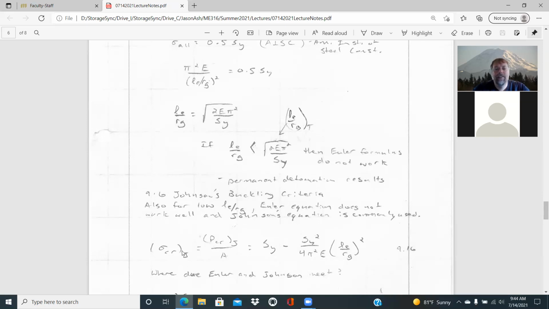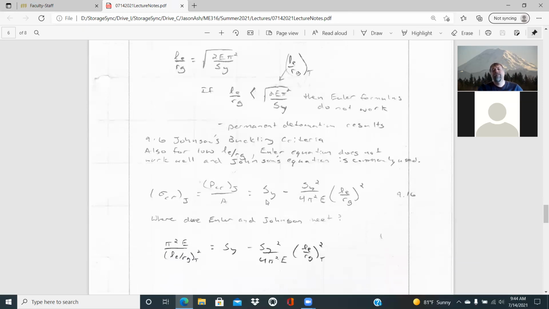But Johnson's formula then, sigma critical Johnson, is just that P critical defined by Johnson divided by the cross-sectional area. And he has it set up in terms of the yield strength. So the yield strength minus the yield strength squared divided by 4 pi squared E times our slenderness ratio squared will give us the critical stress based on Johnson's formula that would result in buckling for those short stubby beams. And again, sigma critical for Euler is pi squared E over the slenderness ratio squared.